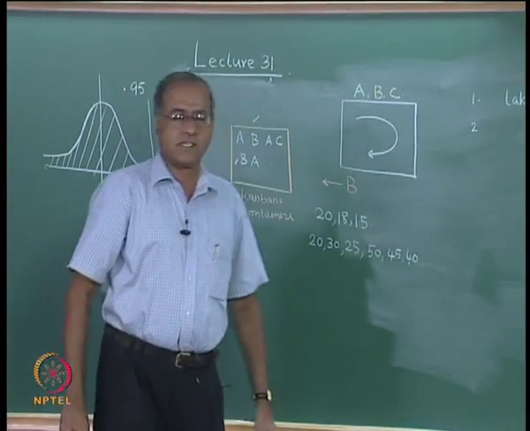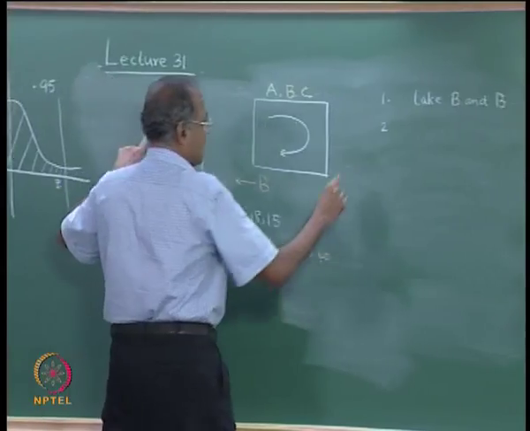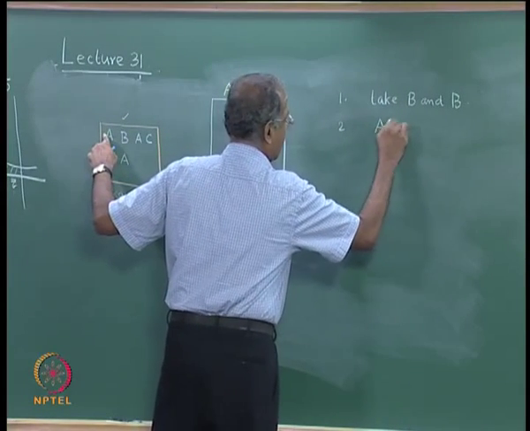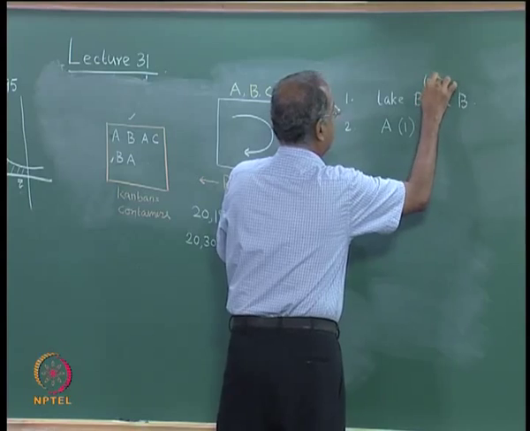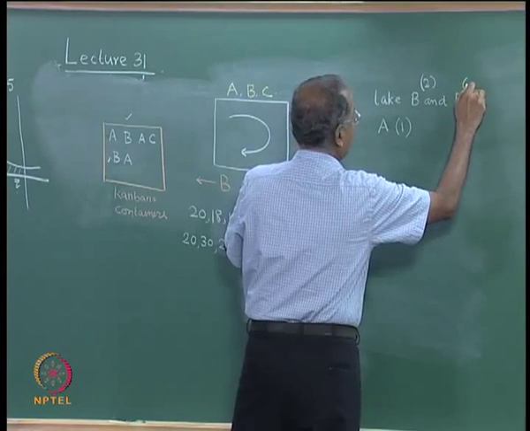Second one would be first come first served. So, this came first. So, take A and I will say take A1. Here I will say take B2 and B5.